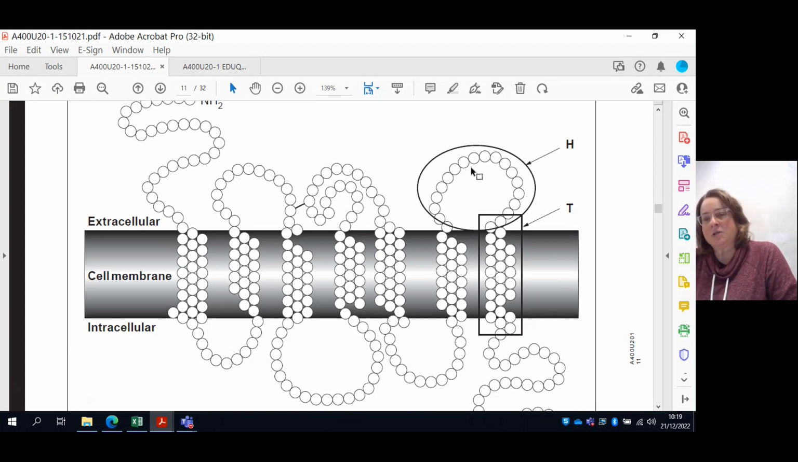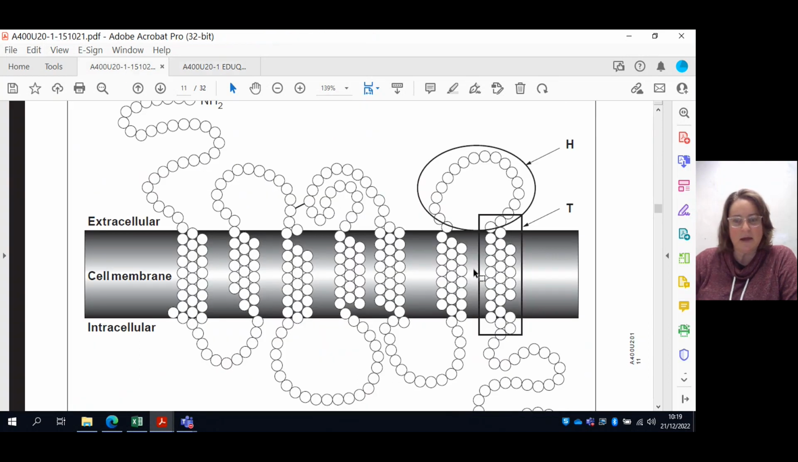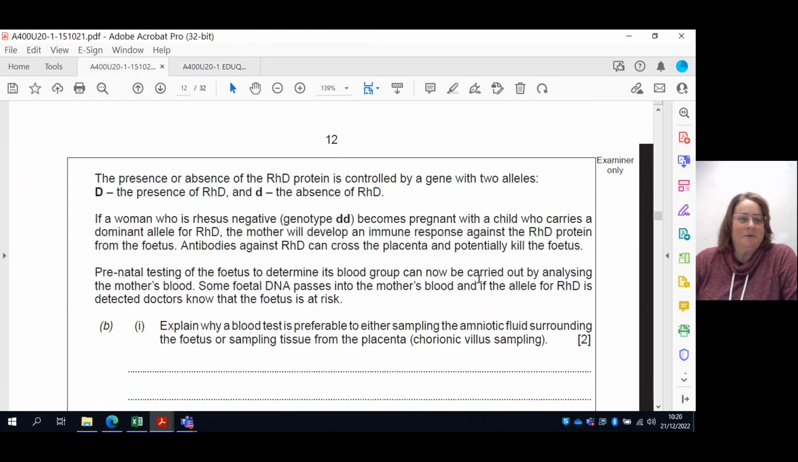So hydrophilic, because it's orientated itself to be outside the cell membrane and in the water-based medium. So it wants contact with water. Polar molecules, therefore, are repelled by the hydrophobic fatty acid tails, as the explanation of that whole thing. What was the follow-on question?